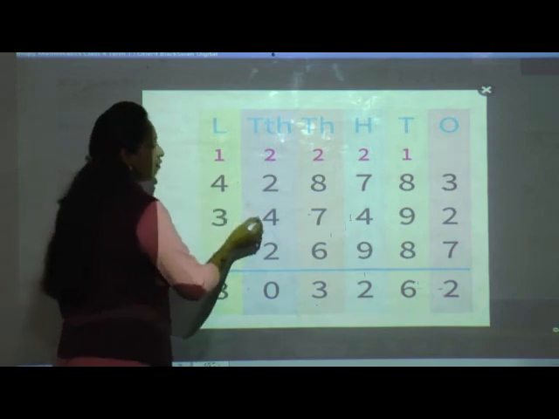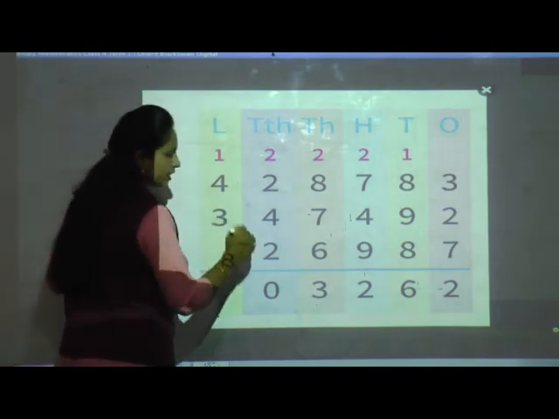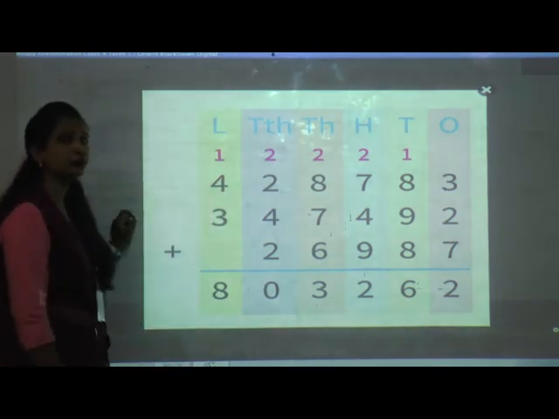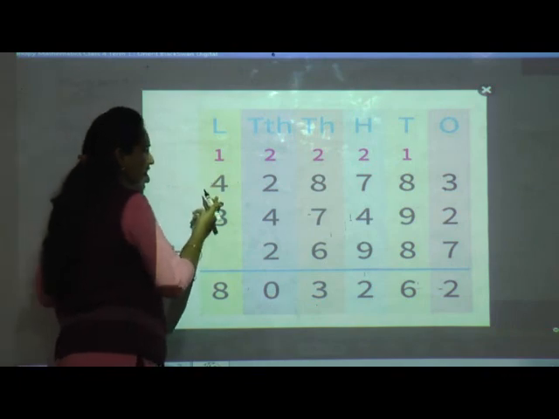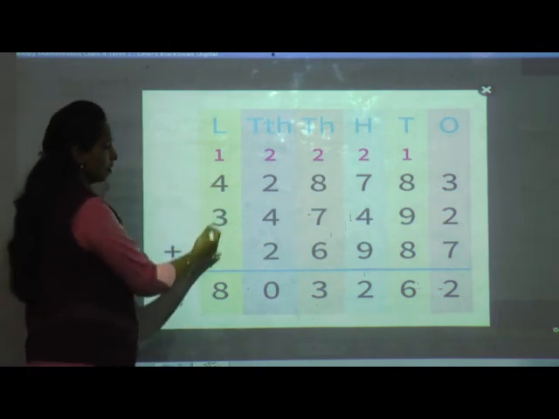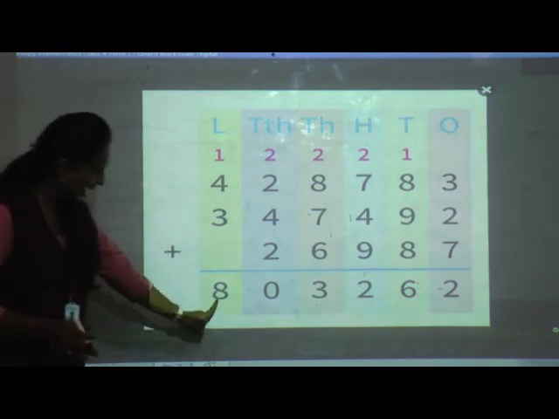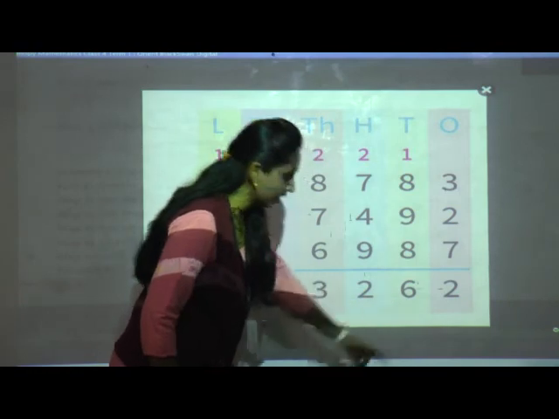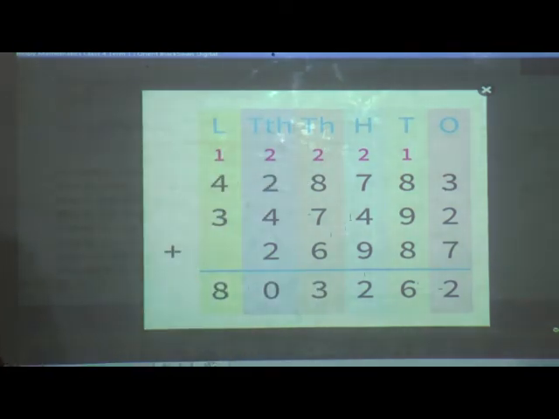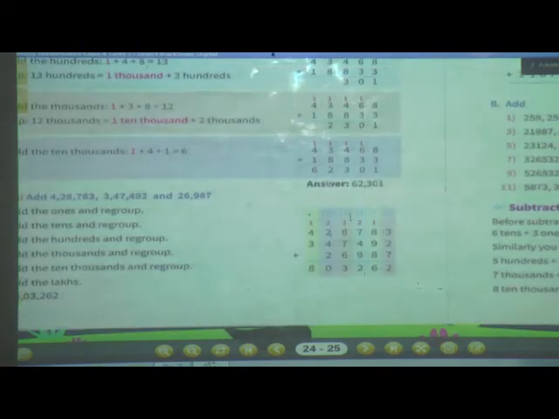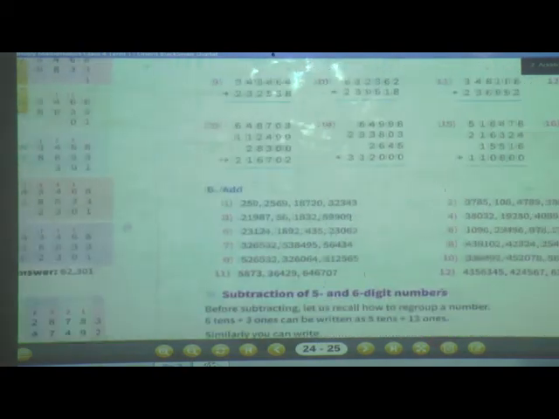Now 2 plus 2 is 4, 4 plus 4 is 8, 8 plus 2 is 10. 0 on the 10,000s place and 1 we carry to the lakhs place. 1 plus 4 is 5, 5 plus 3 is 8. Got it? So what is the answer we got here? 8,03,262. Understood everyone? The answer is 8,03,262.